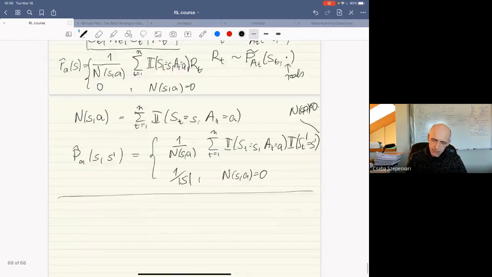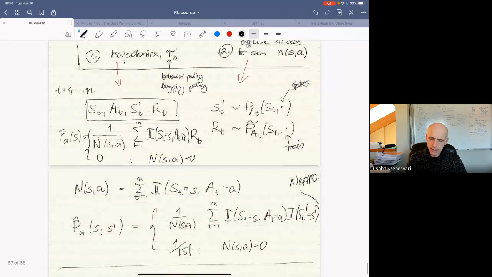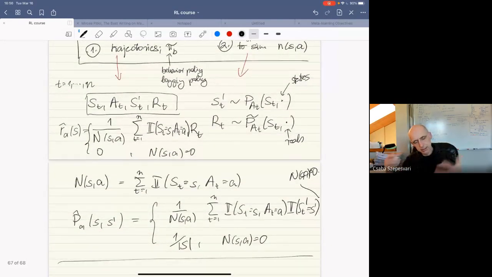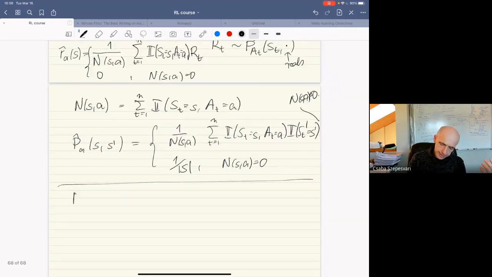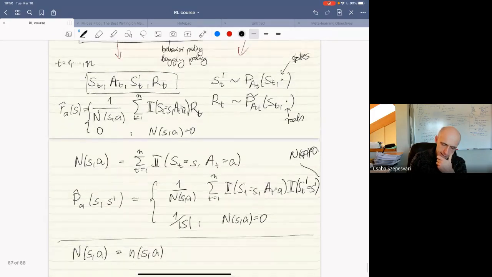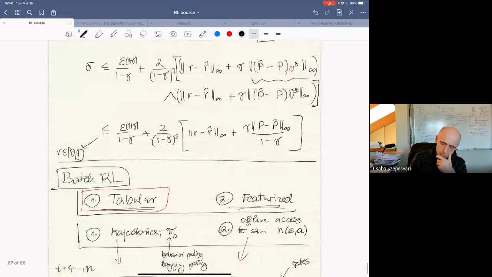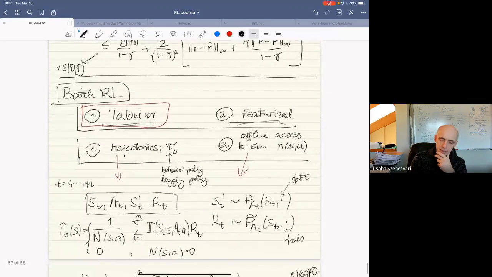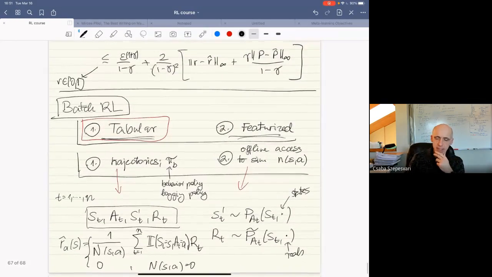Right, so when we are collecting data with trajectories, then this N(s,a) is random, it's a little bit uncontrolled. In the second case, the N(s,a) are just preset numbers, and they're controlled. And so we saw that we need to know how well we're estimating the rewards and how well we're estimating the transitions.